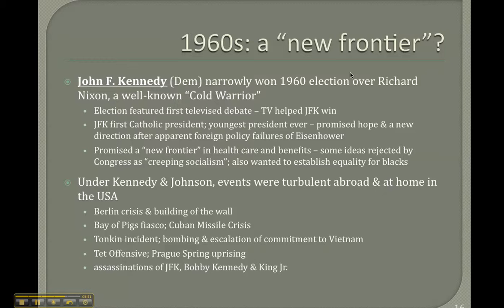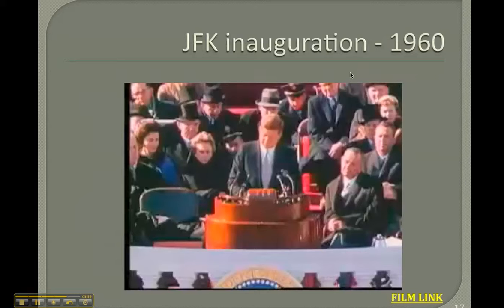Of course, this was also an era of some very high-profile assassinations of John F. Kennedy, his brother Bobby Kennedy, and Martin Luther King. Again, here you can see one of John F. Kennedy's very famous speeches, his inauguration speech, where he says, "Ask not what your country can do for you, but what you can do for your country."